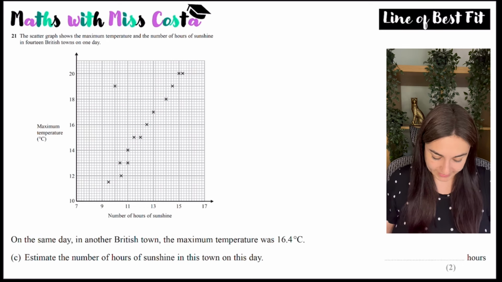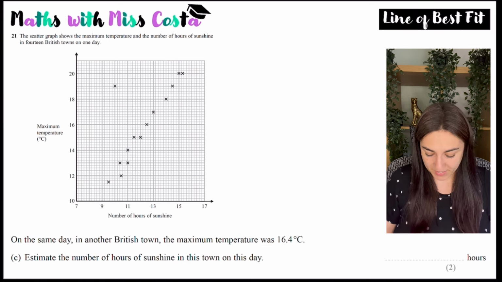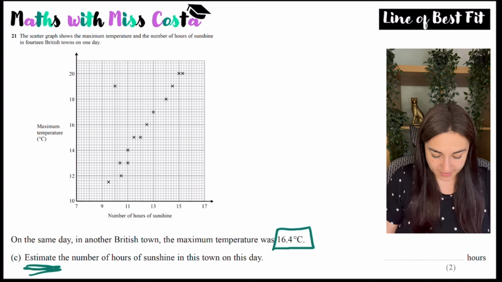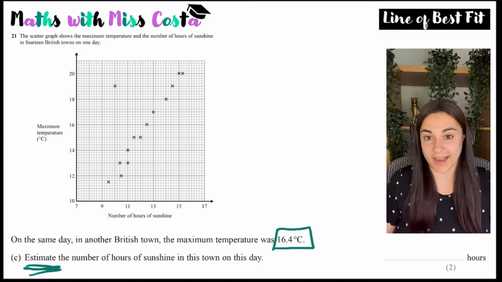The next question says, on the same day in another British town, the maximum temperature was 16.4 degrees, and I need to estimate the number of hours of sunshine in this town on the day.